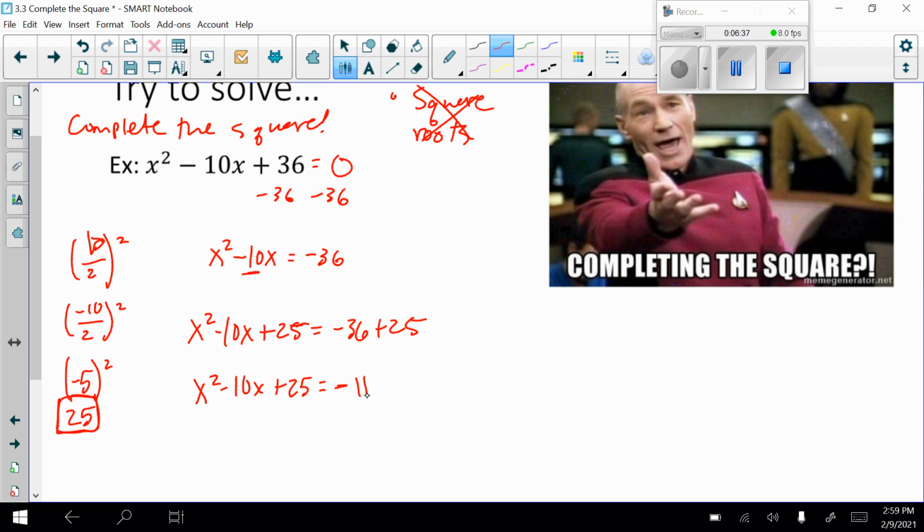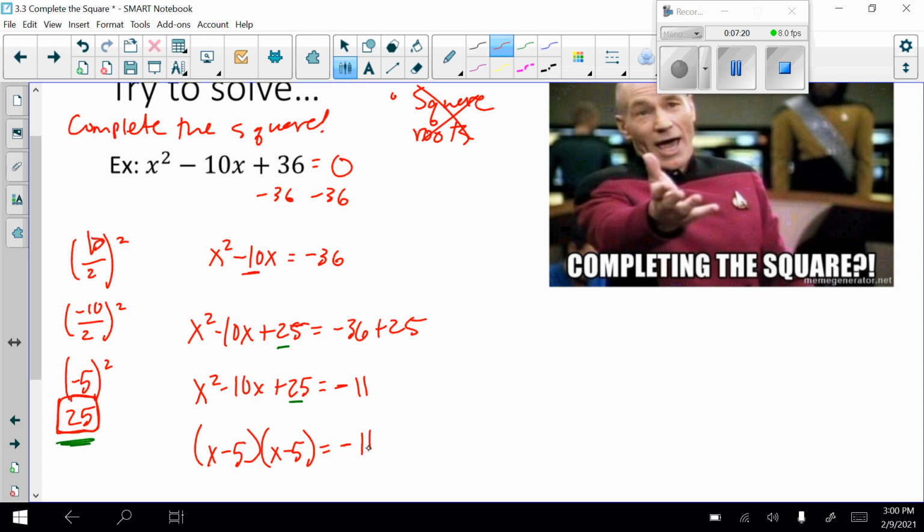The reason that I added this 25 is because now what's on the left side is a perfect square trinomial, meaning it factors really easily. So now I'm going to try to factor the left side. The leading coefficient is 1, so a times c is just going to be 25. You need two numbers that multiply to 25 and add to negative 10. If you think about it, negative 5 and negative 5 would work for us. So it's going to be x minus 5 times x minus 5.